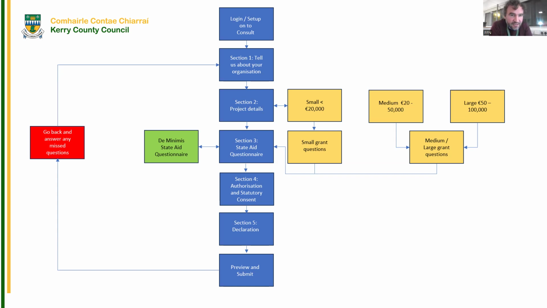So after that, section 3 is the state aid questionnaire. You have to answer 3 short questions on that. And section 4 is authorisation and statutory consent. That's just a quick yes or no. And section 5 is the submit declaration. So you do an online sign and you just fill in your details, and then you submit. And if you miss any questions, you just go back to the start and work your way through it again.